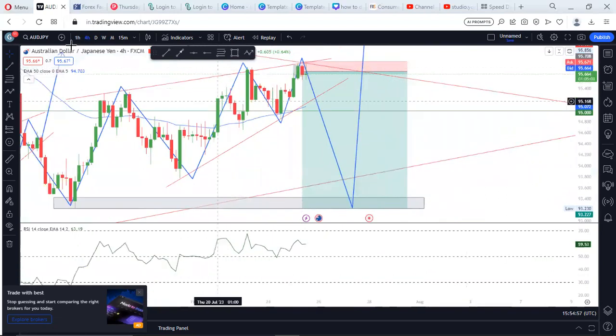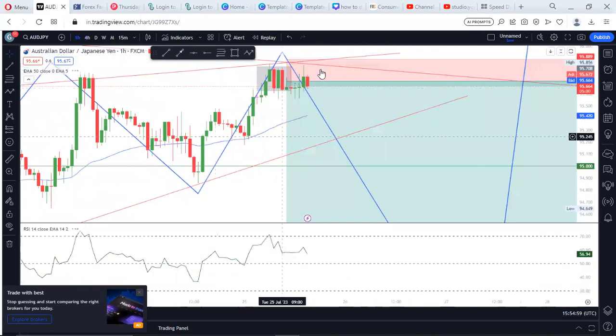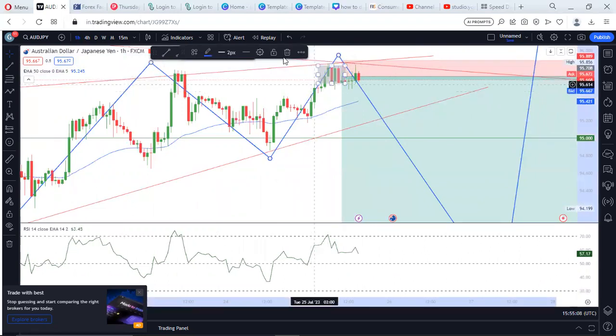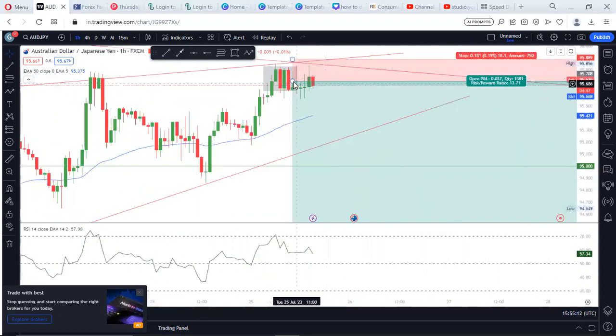So what did I do? I rushed down to the 1 hour again. On the 1 hour, you can see this accumulation right here. Look at this accumulation, guys. Hope you can see it. Let me remove this. So this is an accumulation, right? After this accumulation, the market pulled a bit back up. I enter right here.